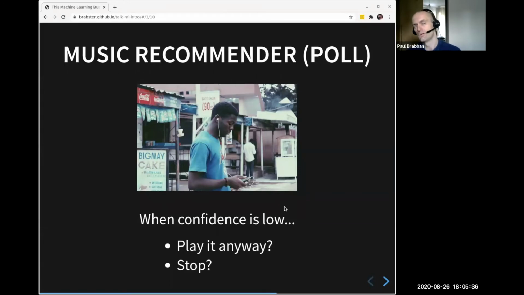Sometimes your recommender is going to come out with a prediction that it doesn't have much confidence in. The confidence is low. So the question for you is, should your music autoplay system play it anyway when the confidence is low, or should it stop and let the user choose what to do next? So the poll should be coming up in a moment if you'd just like to choose the option that you think.